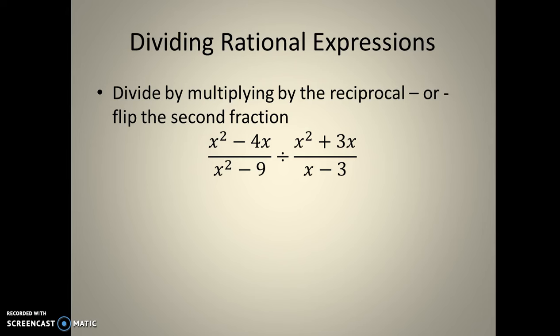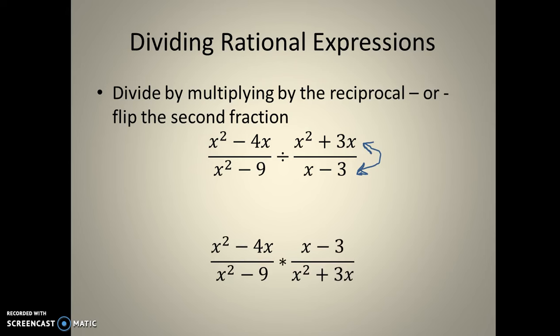Okay, so we're going to start with this expression right here. So x squared minus 4x over x squared minus 9, and we're dividing by x squared plus 3x over x minus 3. So the very first thing I have to do before I start factoring is that I'm going to switch the second fraction only. And when I switch it, I'm going to change it from division to multiplication, and then the numerator comes to the bottom, and the denominator comes to the top.